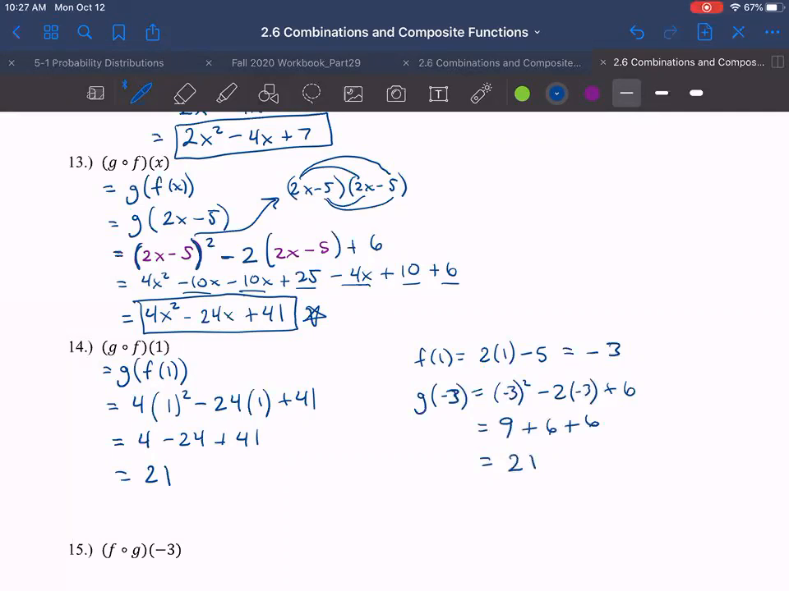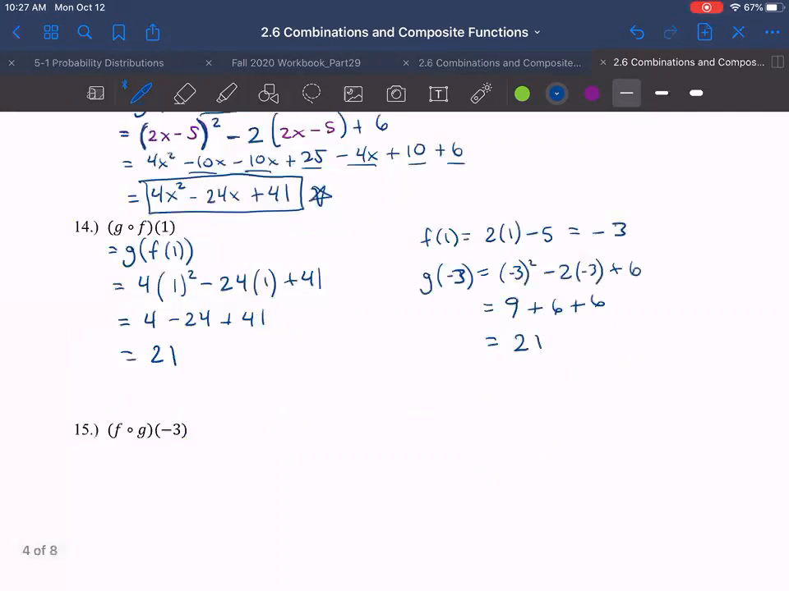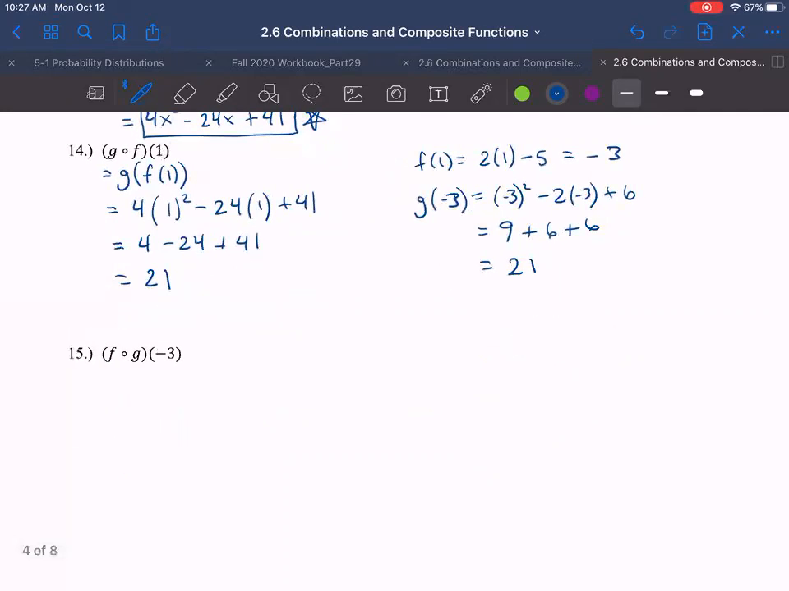So be very careful. Like I said, be meticulous with these. Make sure you don't make a little mistake like I just did right there. All right, so let's go ahead and let y'all try number 15.